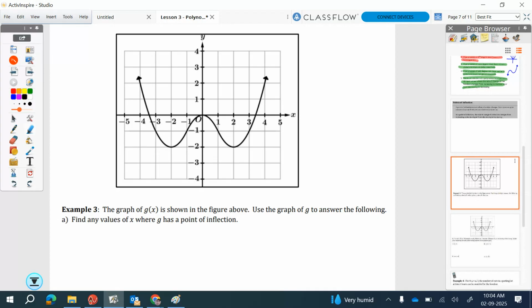Is that a 0 on yours? Okay, we are going to get 2, obviously. We have 2 changes in concavity. Where does it change concavity? It's going to be concave up here, concave up here, and concave down here. These are concave down. So it has 2 points of inflection. This is going to occur at x equals minus 1 and x equals 1.